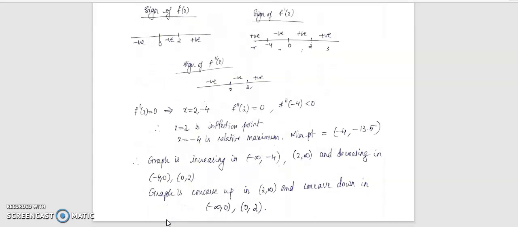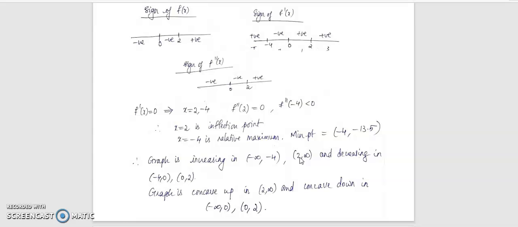And again regarding the concavity, so it will be concave up in the interval 2 to infinity and concave down in the interval minus infinity to 0, 0 to 2. Again at 0 the function is not defined. അപ്പോൾ ഇതിനകത്ത് രണ്ട് corrections ഉണ്ട്. ഒന്ന് the maximum point ആണ് and increasing വരുന്നത് 0 to 2 ആണ്.